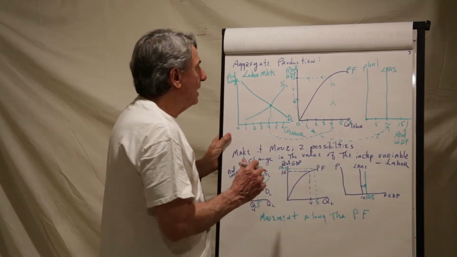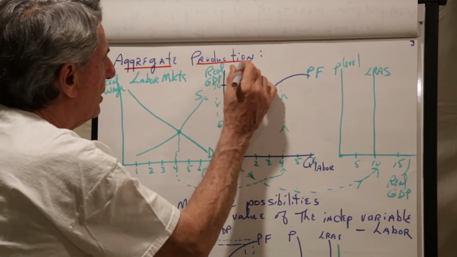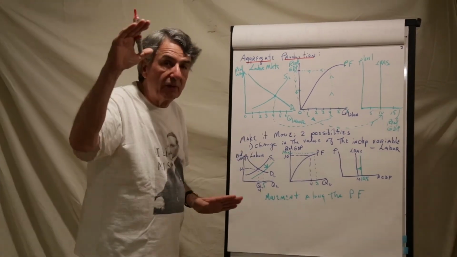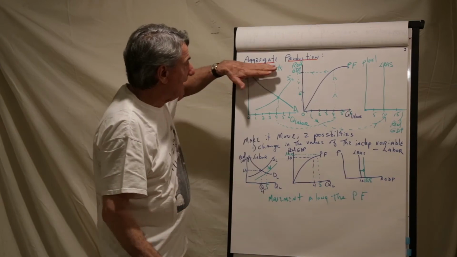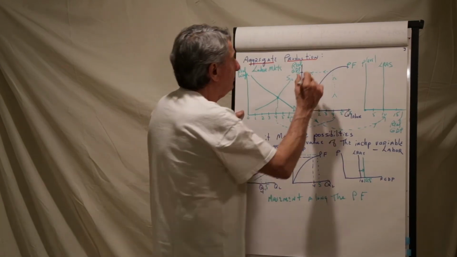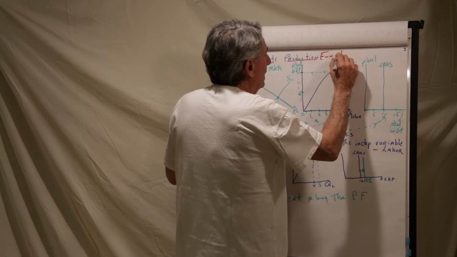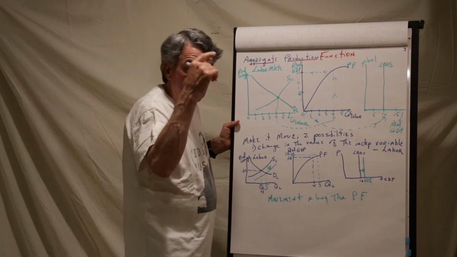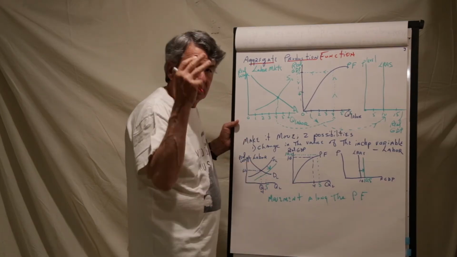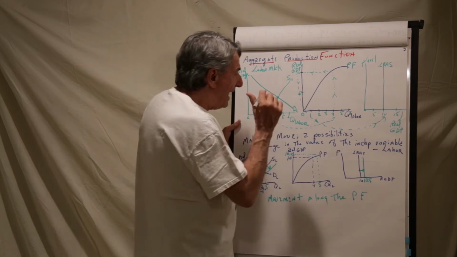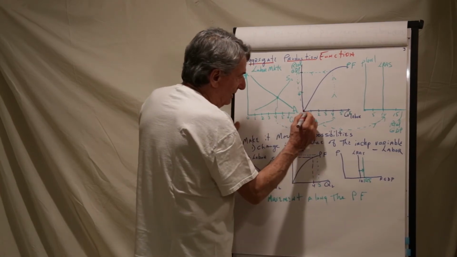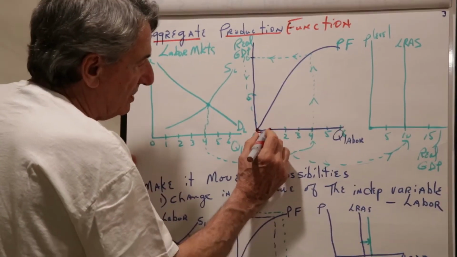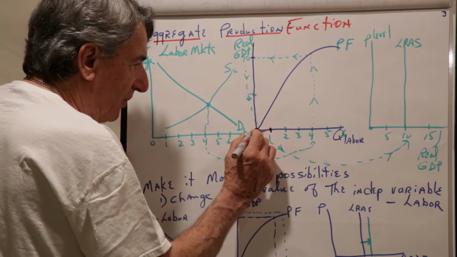If we take this production, we look at all of the output in the economy produced. So this is the aggregate production function. Given the constants, the capital stock in the country is what it is, and the state of technology, the amount of natural resources, and the rules of the game are all fixed. What happens if we add 100,000 workers? Well, if we have no workers, we have no output.